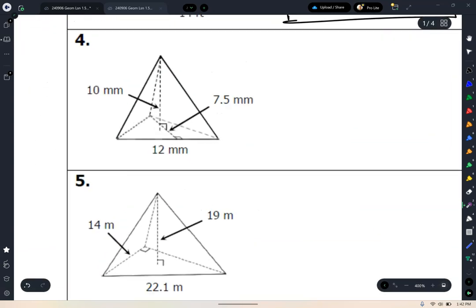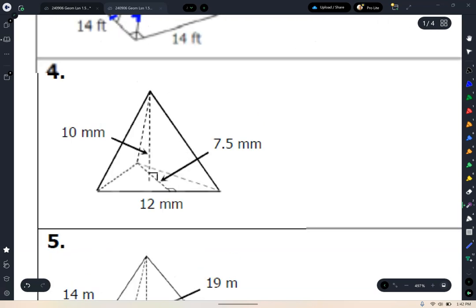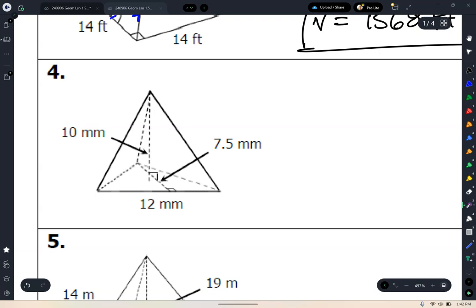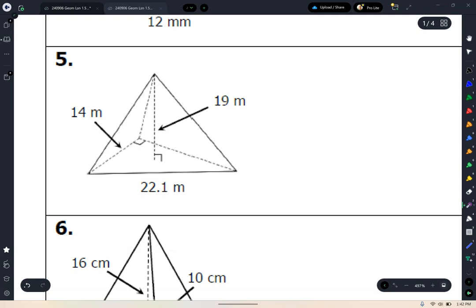Watch up here. If you don't see it, this is the 90-degree marker of the height line coming down. This is the 90-degree marker of this line on the base of the pyramid. Okay? Enough said there. Number 5, you got a couple of 90-degree markers again.